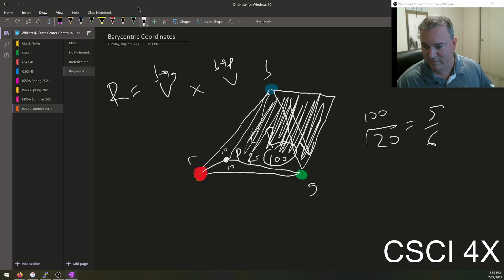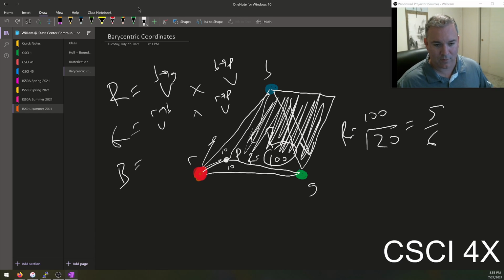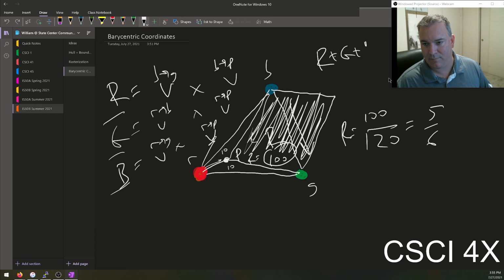is 10/12, which is 5/6. So R is 5/6, and then G is formed by the cross product of this vector and this vector. So G is the cross product from red to blue crossed with the vector from red to P. And blue is formed by the cross product of red to green, and it could just be red to P as well. It doesn't matter which one you pick. And so we compute these 3 quantities, we add them up, capital R plus capital G plus capital B.